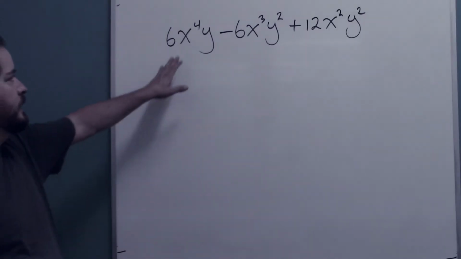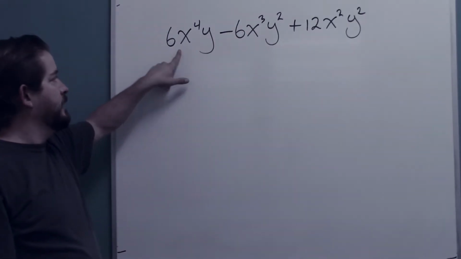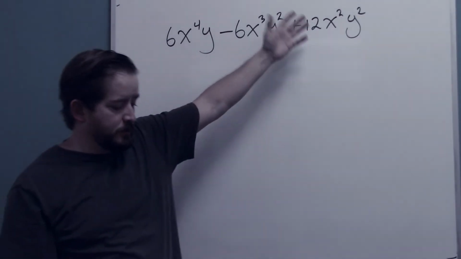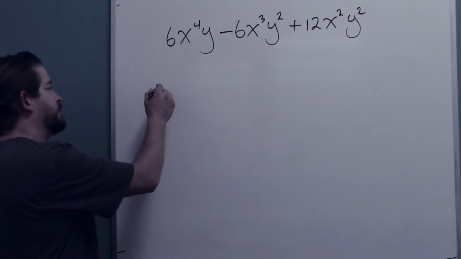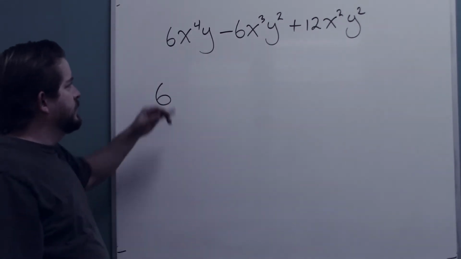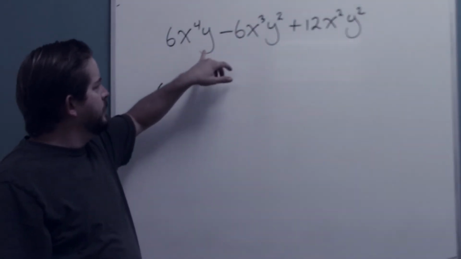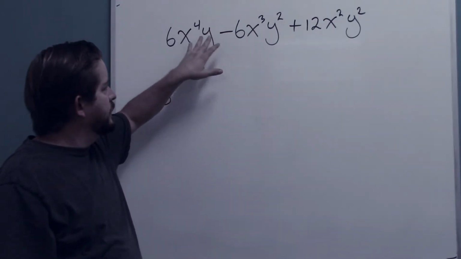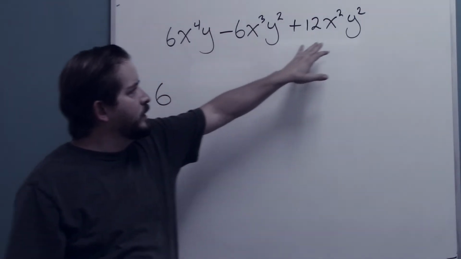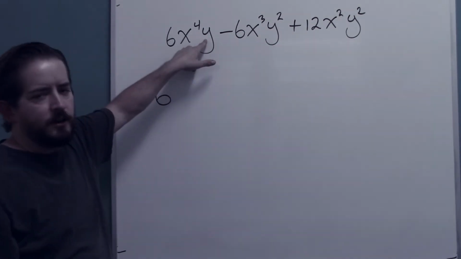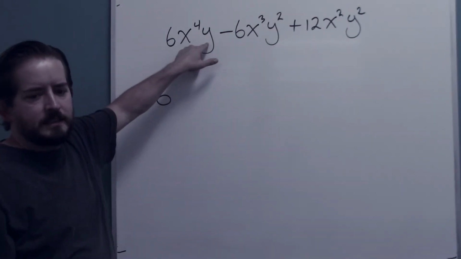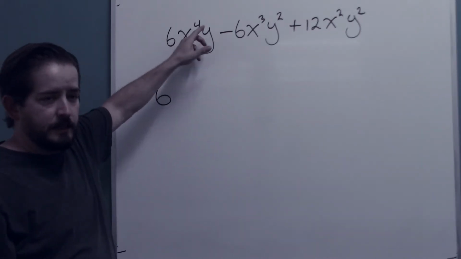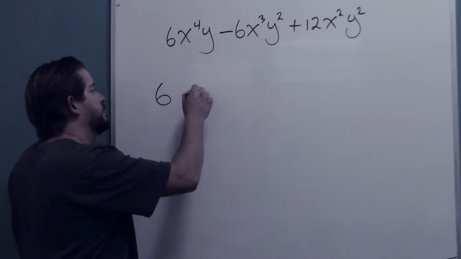The greatest thing that I can factor out is a 6, because I can't factor out more than a 6 when one of these numbers is a 6. 12 is divisible by 6, so they're all divisible by 6. The only restriction on my variables is the smallest one, right? So I have y here, y squared, y squared. I can only divide out as many y's as my smallest term has. And this has one y, and so I can pull out a y.